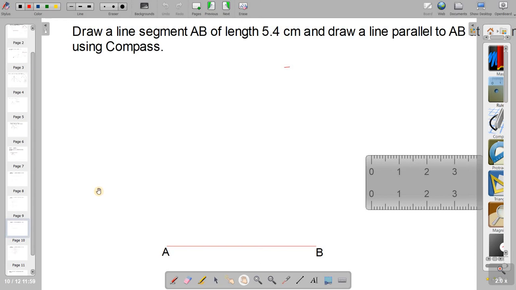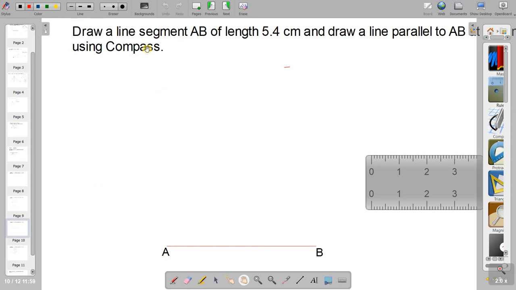Welcome students. In this session we will see how to draw a line parallel to another given line at a given distance, but by using a compass. We are not using a set square or a protractor, which have already been discussed in the previous sessions. Now, drawing a parallel line to a given line at a given perpendicular distance, but using a compass.